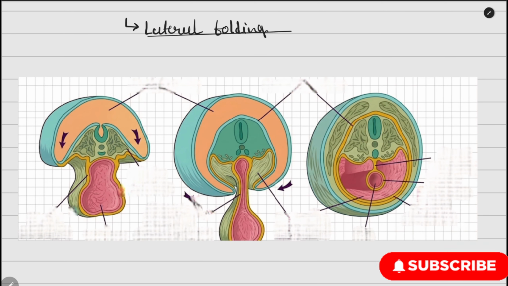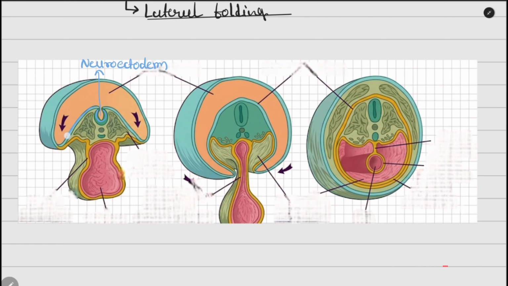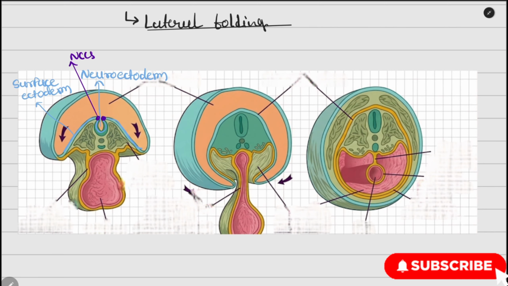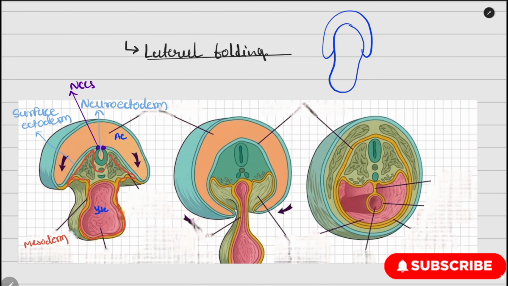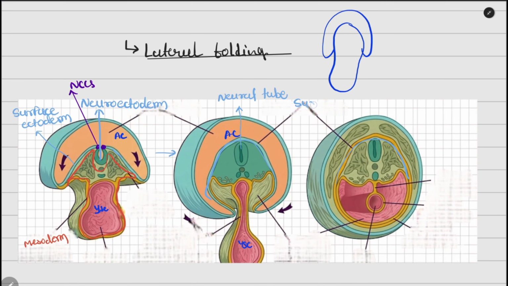The lateral points of the embryo will fold inside. Now what we have here is neuroectoderm and surface ectoderm, and between them we have neural crest cells. This is the amniotic cavity and the yolk sac cavity. And the endoderm is just above the yolk sac cavity. And this is the mesoderm. As time passes, the neuroectoderm will be enclosed and will make the neural tube. A surface ectoderm from both sides will continue.